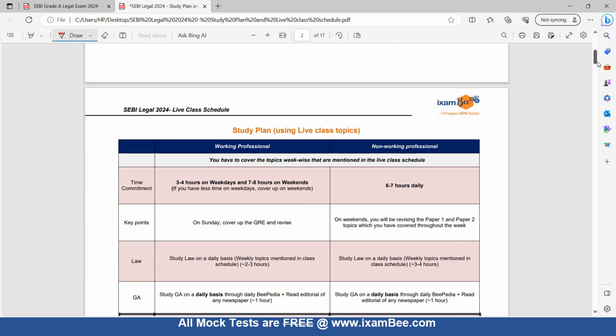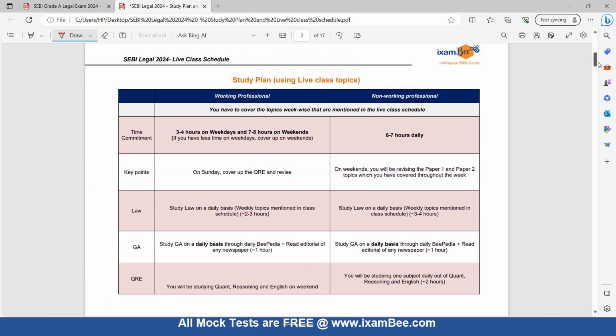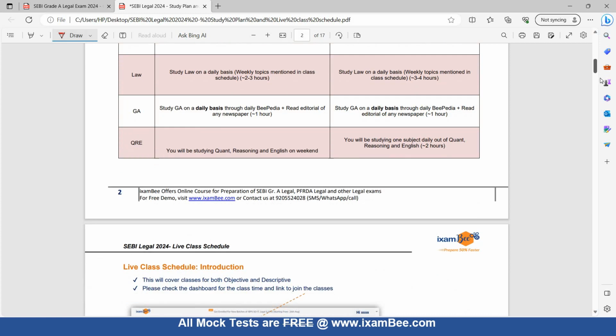Study plan and live class schedule. Here if you see, initially I have given you study plan. Study plan is based on the live class topics. So here I have divided it into two parts. You may be a working professional, or you may be a college going student who is going to graduate in 2024 and then wants to appear for SEBI legal. So abhi se preparation karna is a wise decision. Similarly, if you are non-working professional and you want to give your devoted study, then you can divide your time accordingly. So here let's see the class schedule first, and then we'll come back to the study plan.